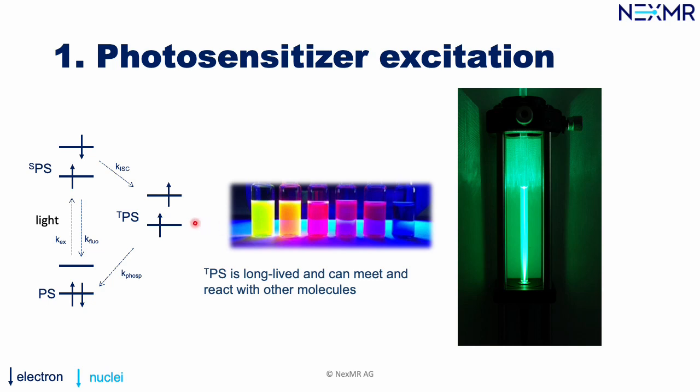So our goal is to generate this triplet photosensitizer state because it's long-lived and it can then have the time to diffuse and meet with other molecules. And this is what will then trigger the radical pair formation. So you can see it's why we have these nicely colored samples when we do photo-CIDNP. And here this is a mock-up benchtop of the photo-CIDNP setup that we have in the NMR. So you see that we can shine light on our sample and obtain a very, very bright sample. It's quite beautiful.